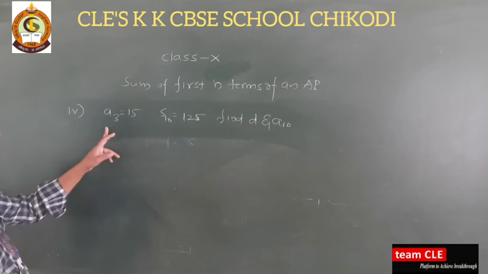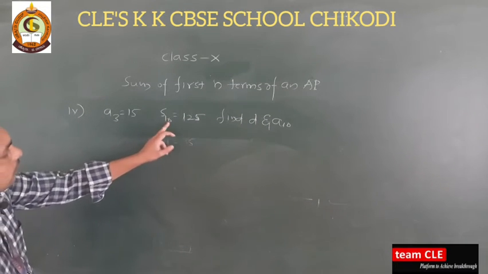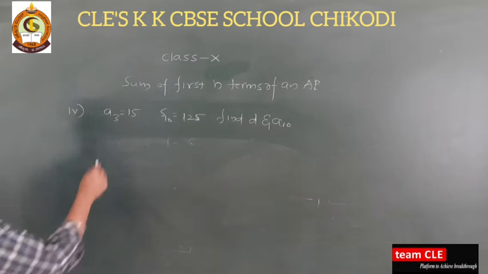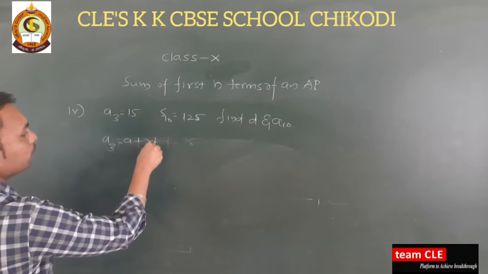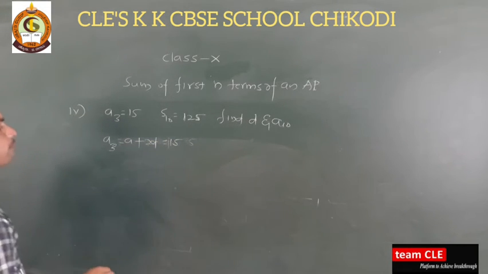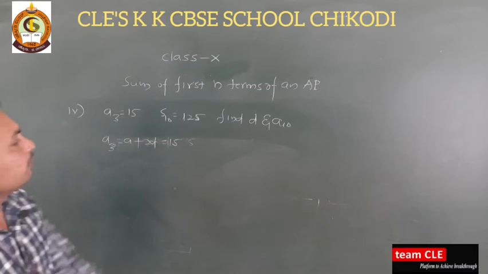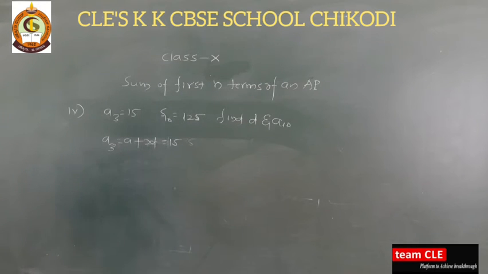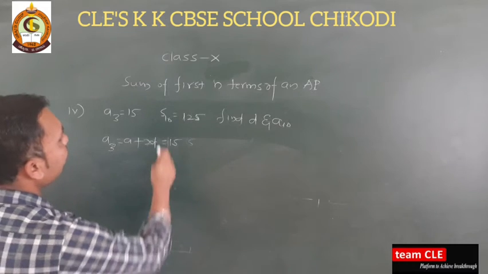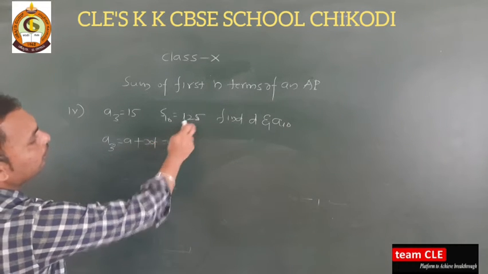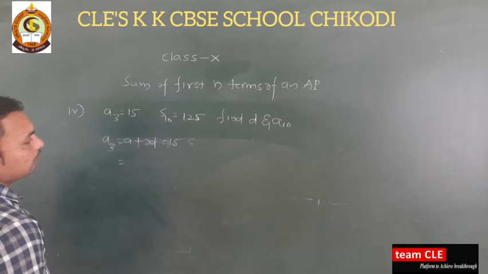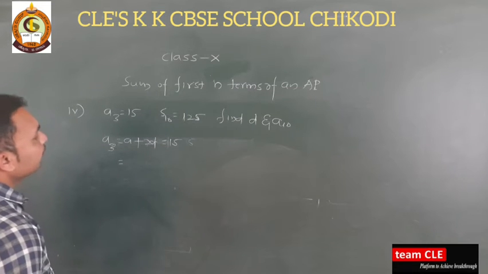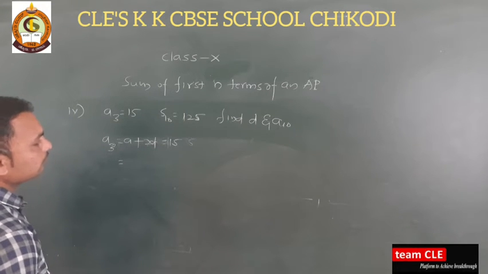So now we have A3 and this S10 we have. So A3 we can write A3 is equal to A plus 2D is equal to 15. A plus 2D is equal to 15. D we need to find. We don't have the D, so that we need to find. Okay. Now S of 10 we have, that is 125. Okay. And then A10 also we need to find.